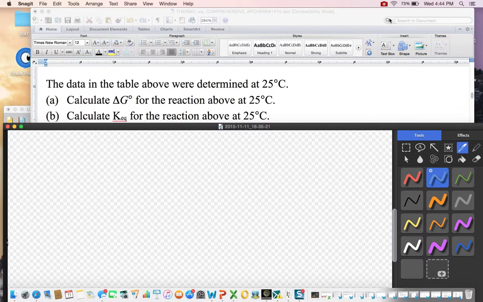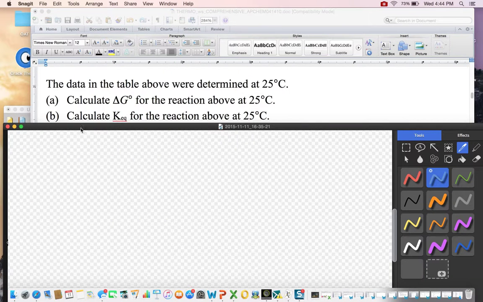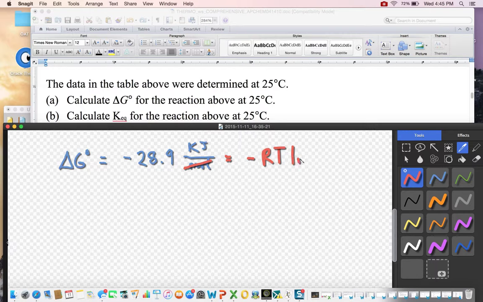Okay, so for part B, we're asked to find the equilibrium constant. Need to remember the mathematical relationship that delta G, which we know is minus 28.9 kJ per mole. And since I'm only producing 1 mole of product, I can just go ahead and simplify this, that it's minus 28.9 kJ. This is equal to minus RT natural log of K.